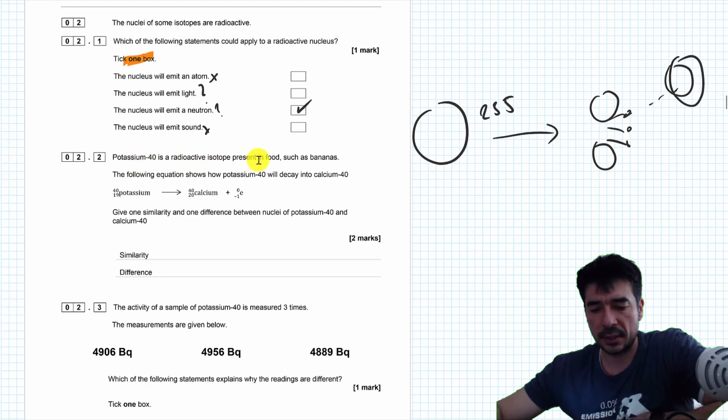Potassium-40 is a radioactive isotope present in food, such as bananas. The following equation shows how potassium-40 will decay into calcium-40. Okay, give one similarity and one difference between the nuclei of potassium-40 and calcium-40.